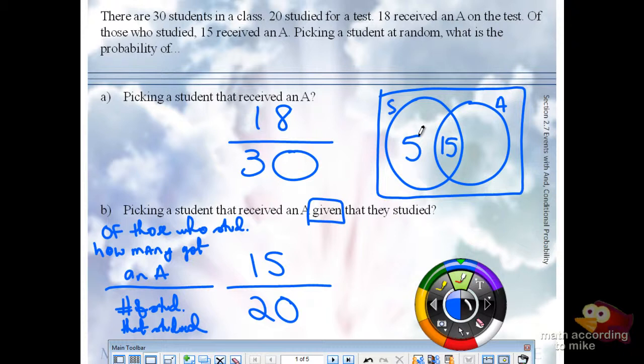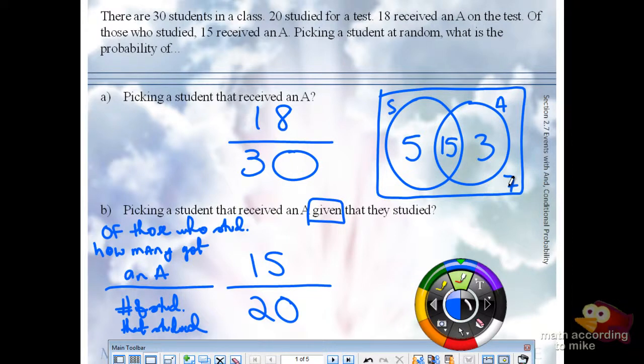That's an S. Studied and got A. How many total got A's? 15 of those studied. How many did not study? 3. How many total kids do we have accounted for so far? 23 out of 30 students total. So how many neither studied nor got an A? 7.